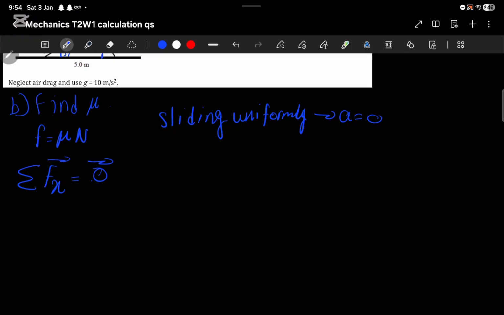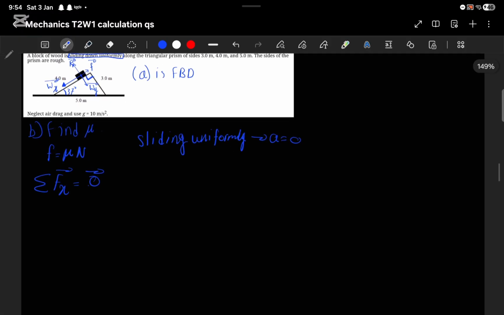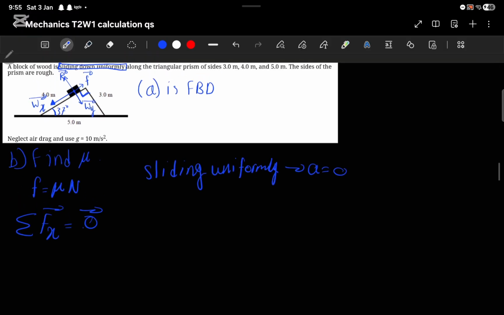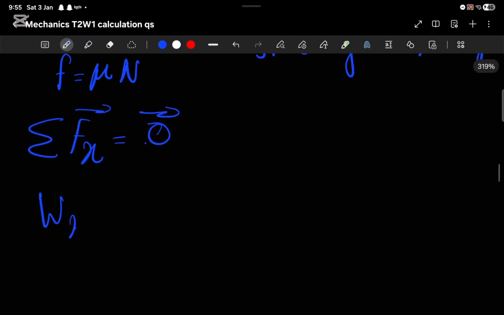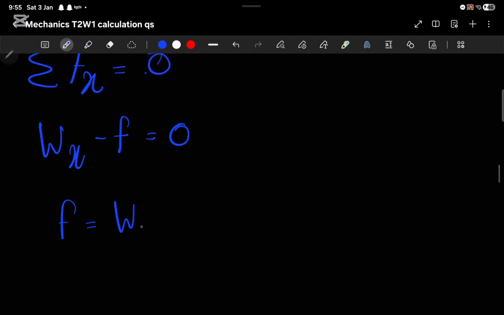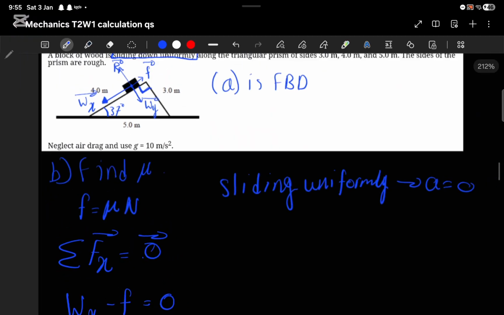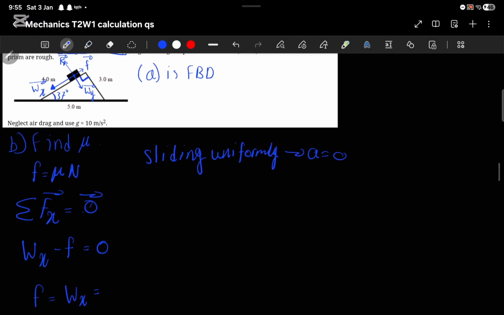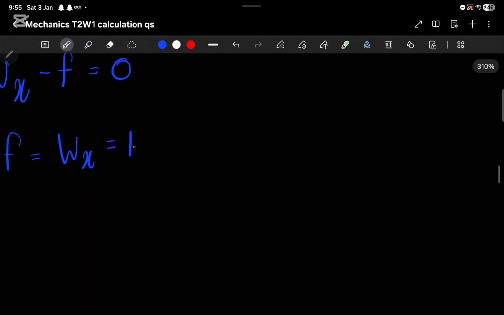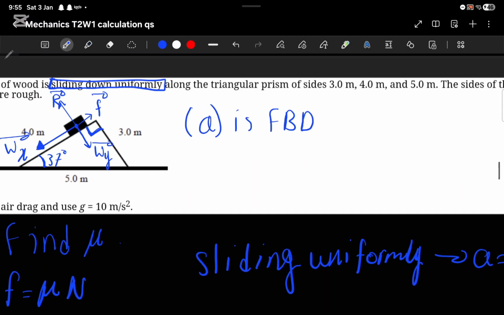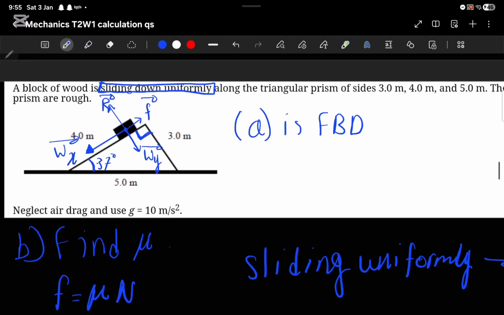Done. Now, what are our only 2 forces on X? The friction and the Wx. Now, it's sliding down, so obviously Wx is greater. Wx is the positive side, we're going to say. So Wx minus F equals 0. So F is equal to Wx. Now, what is Wx? We have mg, and we don't have mg. 10m sine 37 degrees. Also remember the angles for this triangle are 90, 37, and 53 degrees is here. This side here is 53 degrees.